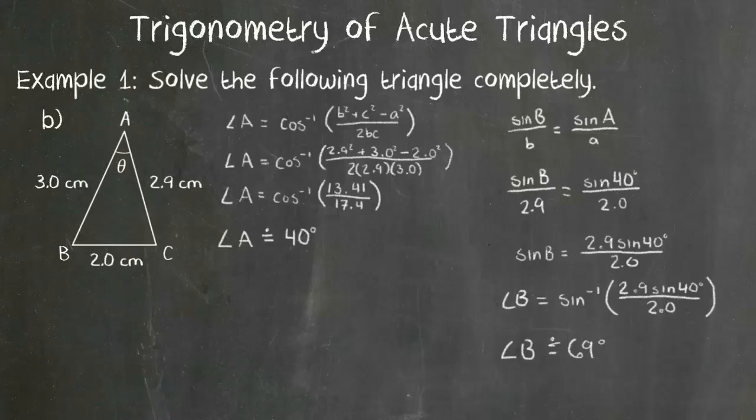So now I know two of the angles in my triangle. I'm just missing angle C. So angle C is equal to 180 degrees minus the other two angles. So 180 minus 40 minus 69. And I get a value for angle C of 71 degrees.